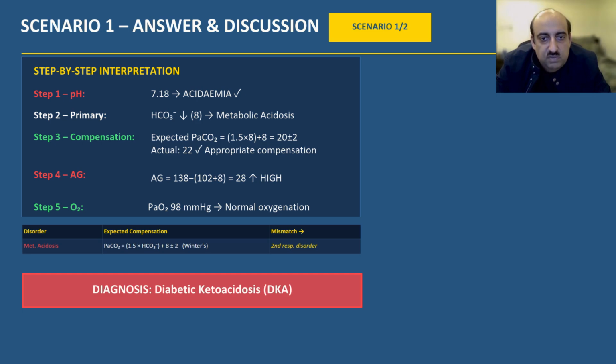And step 5, oxygen saturation is 98, which is normal. Again, that could also be due to tachypnea. The patient was tachypneic, so it may be spuriously high saturations. Anyhow, the causes of HAGMA, we discussed with the MUDPILES, and remember, anything which is contributing to extra anion, so diabetic ketoacidosis in this situation.